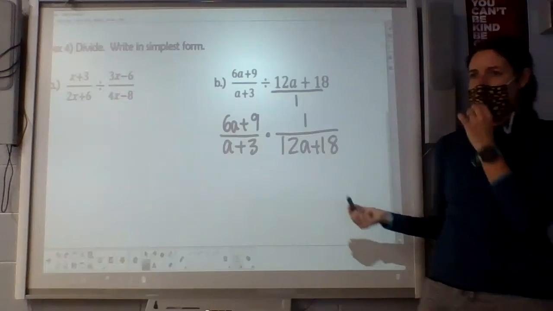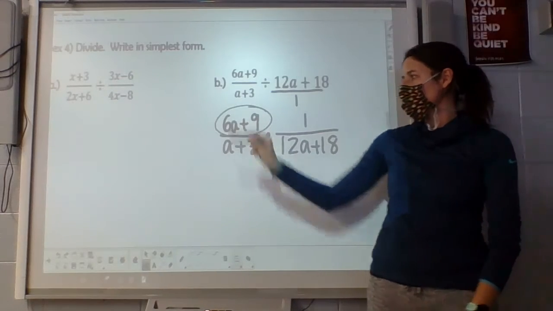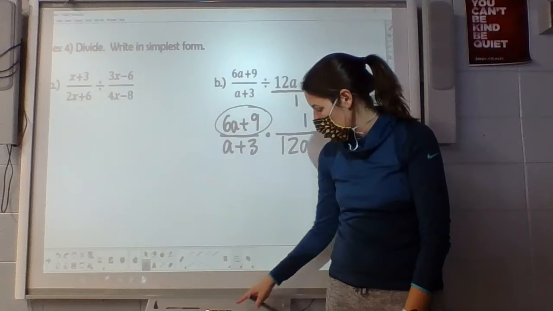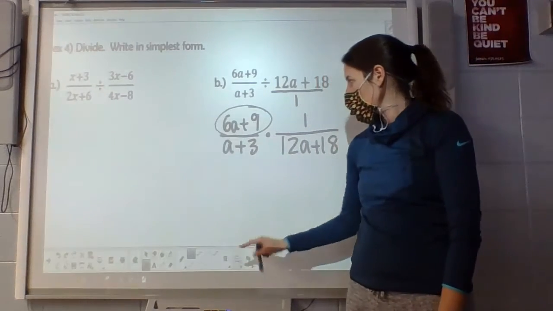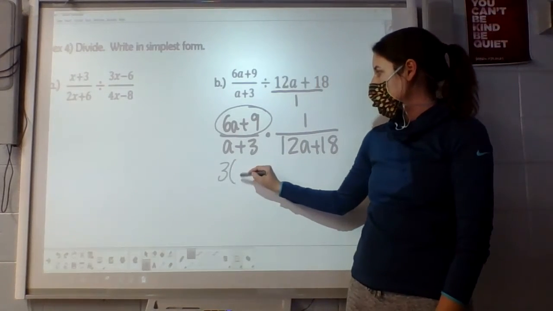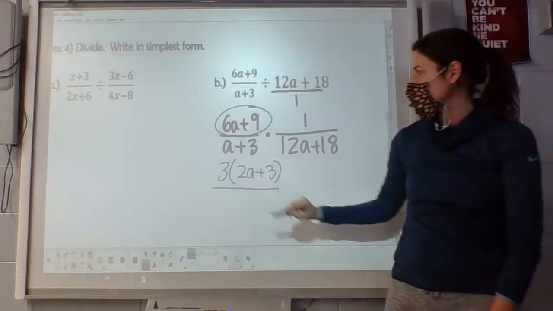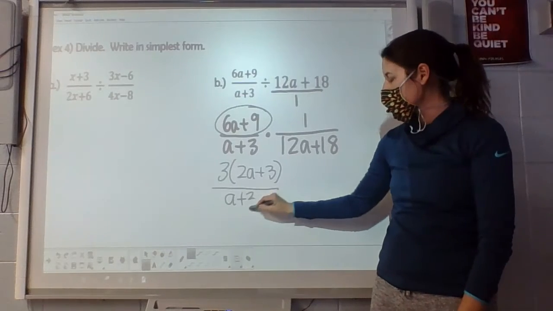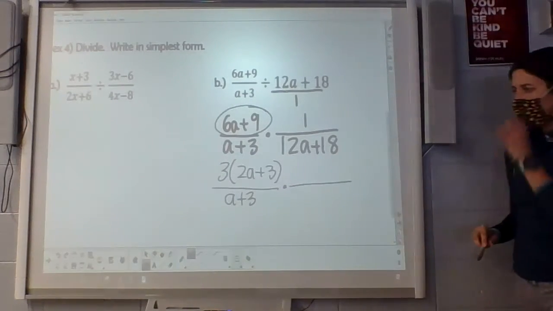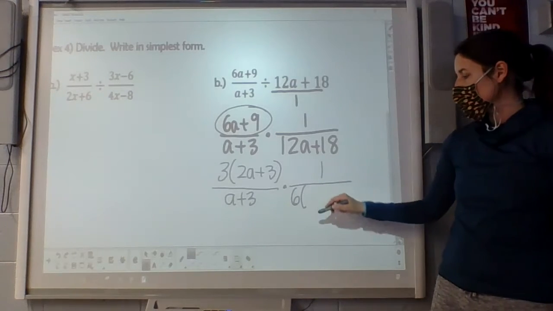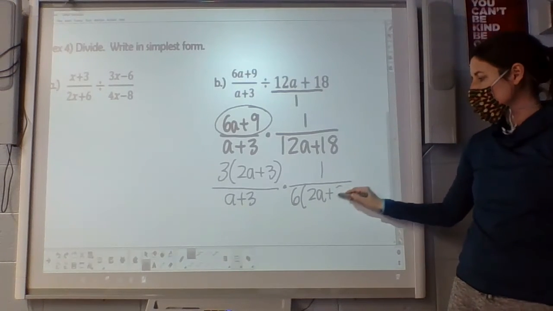Guys, I picked this one because I think GCF is one of our rougher types of factoring. So what can I take out of 6a plus 9? I can take out a 3. So this will be 2a plus 3. And then this would be a plus 3. And then out of 12a plus 18, I can take out a 6. 2a plus 3.